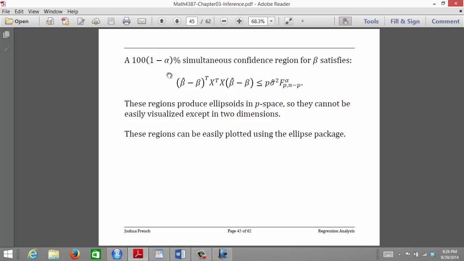And so you can actually solve these things. You can write this as some sort of elliptical equation in 2 dimensions or an ellipsoid in 3 or more dimensions. This allows us to obtain our simultaneous confidence region. So that's really the punchline there. This is the formula that you would use to construct a simultaneous confidence region for your true regression coefficients. And fortunately, plotting these regions has been made easy through use of the ellipse package.